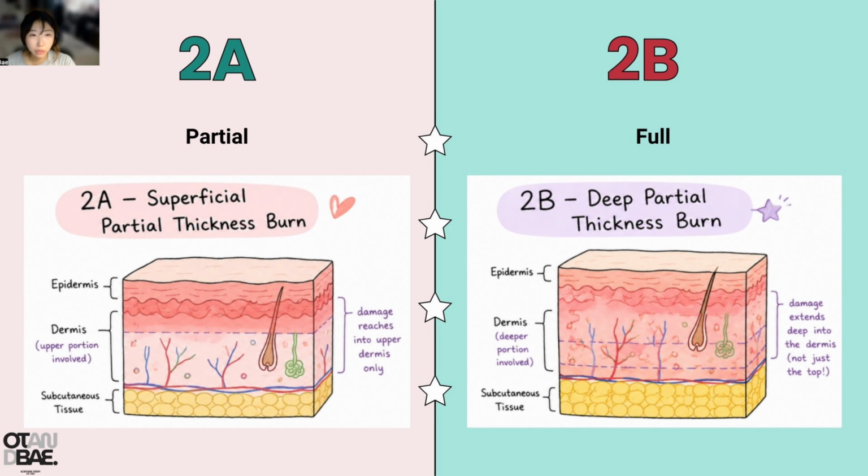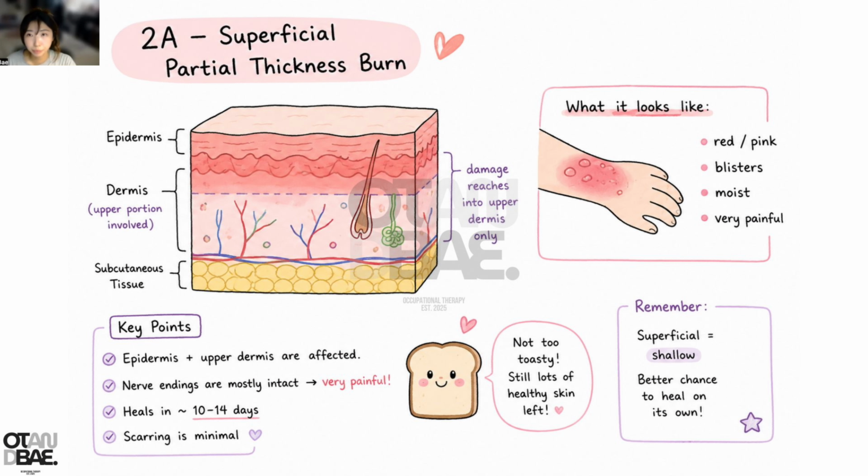So let's talk about the superficial partial thickness first. This type extends into the upper dermis. Because many skin structures are still healthy, healing can usually happen on its own.